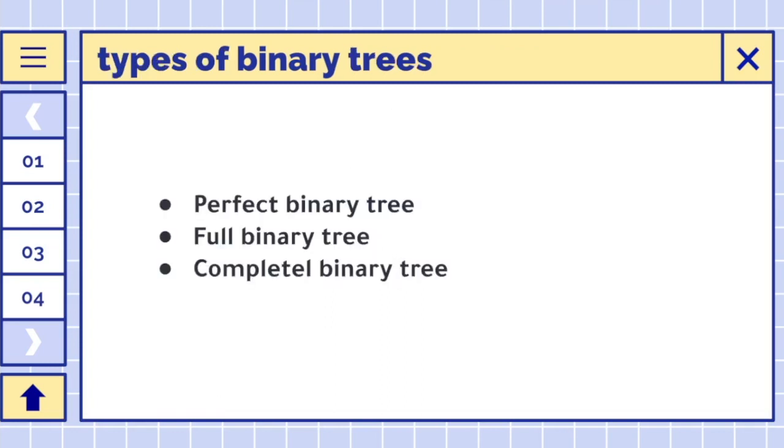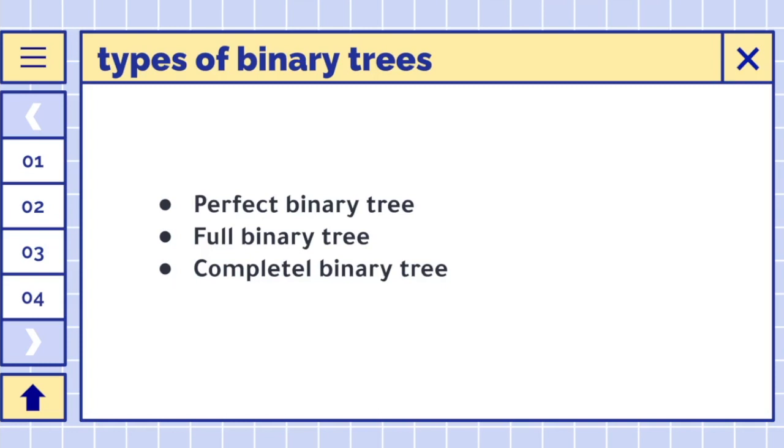Also, different types of binary trees. So first we have the perfect binary tree, and this is where every single leaf is on the same level and every non-leaf has exactly 2 children. So it's kind of what you would imagine a quote-unquote perfect tree would look like, with every single node having 2 children and all of the leaf nodes ending at the same level.